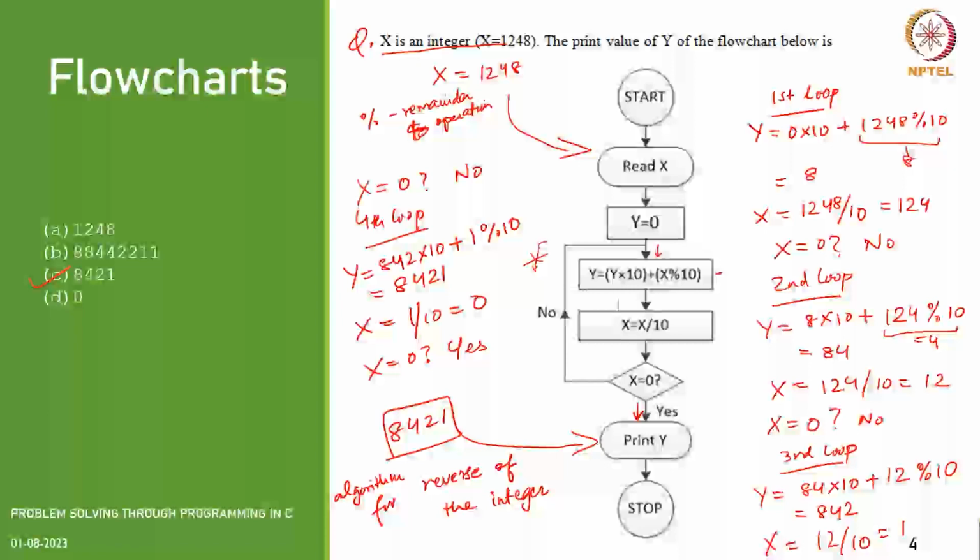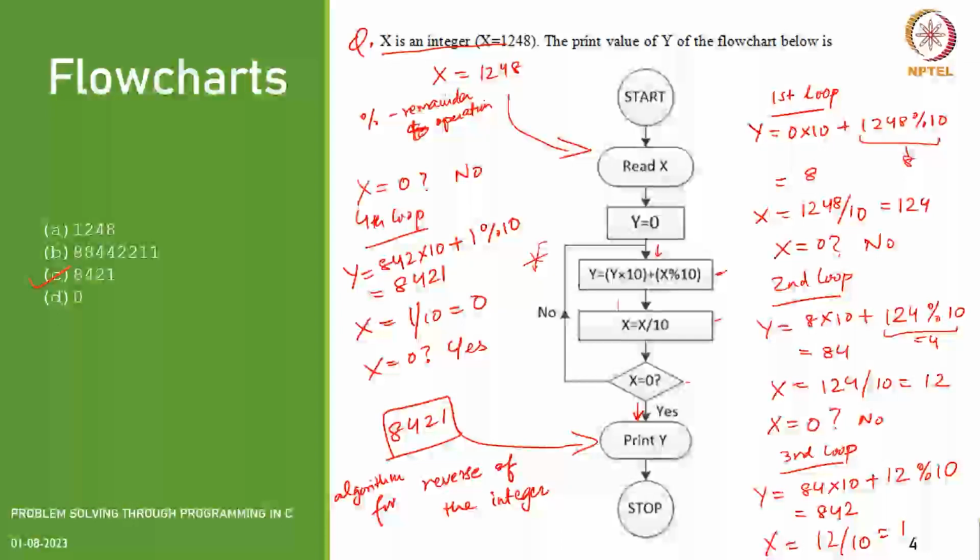Now we check after this the next statement is this rhombus, which is x equals 0? No, it is not equal to 0, it's equal to 124. So then we go to the no branch, because this condition is not satisfied. The no branch takes us to this point again, and we again evaluate this statement and this statement, and again we check the condition. So here the second loop starts.